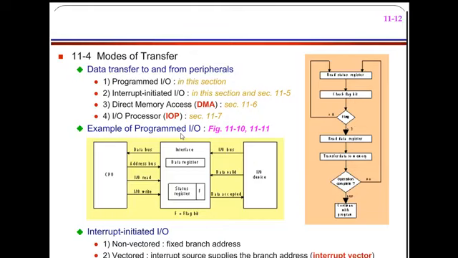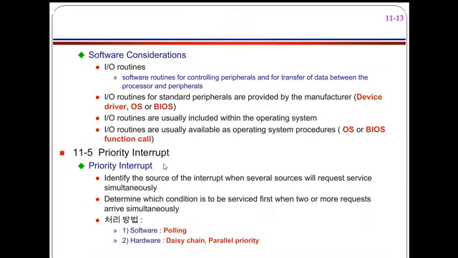Okay, now, this is related with your interrupts. In the next example I'll explain what you mean by polling and daisy chain. Okay, come to the priority interrupts. In the priority interrupts, what happens? It identifies the source of the interrupt when several sources request service simultaneously.